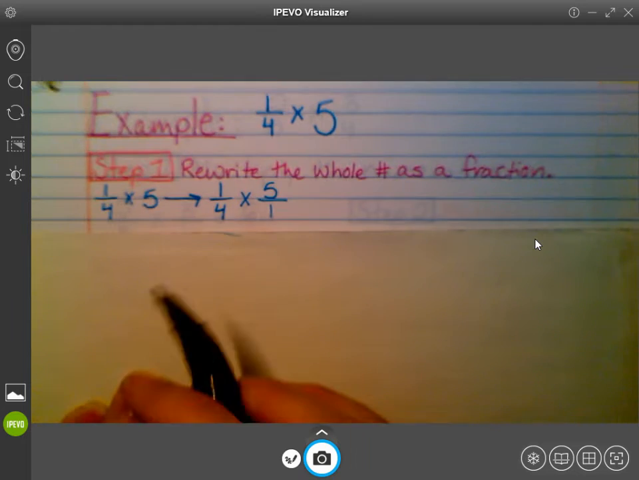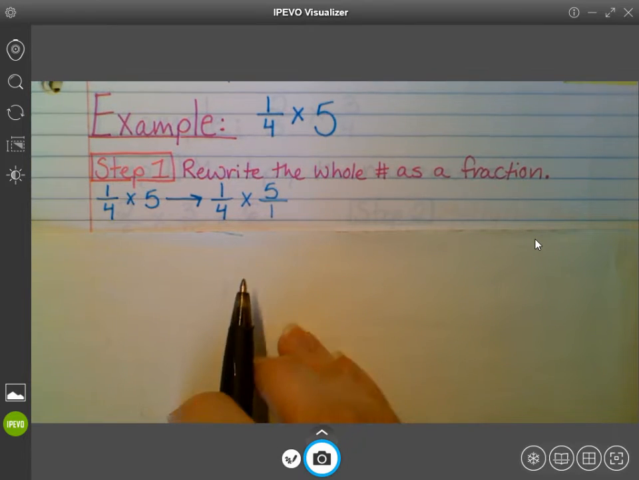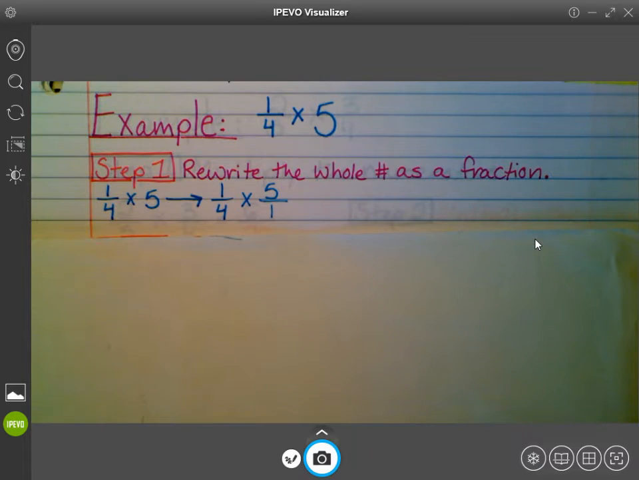1/4 times 5 suddenly becomes 1/4 times 5 over 1. So 5th grade, this is what you do with any whole number. When you are changing it into a fraction, you just make that whole number the numerator and you make the 1 a denominator. If we had 1/4 times 100, 100 would become 100 over 1. If we had 1/4 times 23, 23 would become 23 over 1. So any whole number, when you are making it just into a fraction, the whole number becomes the numerator, and your denominator is just 1.